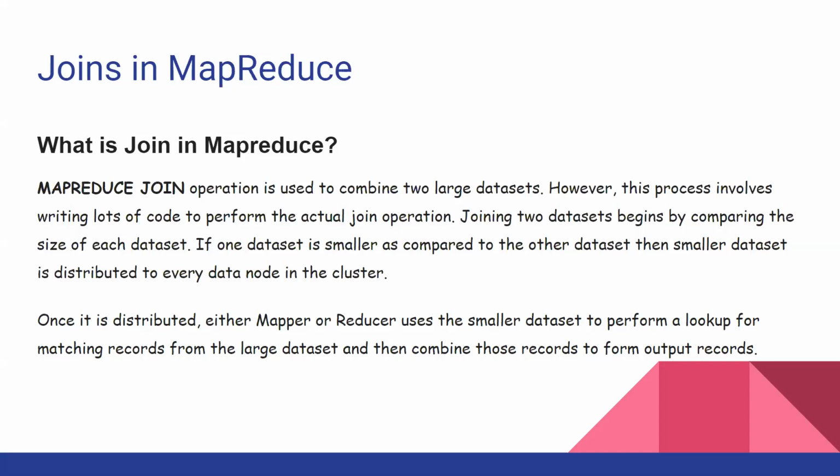Typically, speaking about MapReduce joins, there are two types. One is performed with the mapper, and one is performed with the reducer. So either the mapper performs the join or the reducer performs the join and then gives the output record.